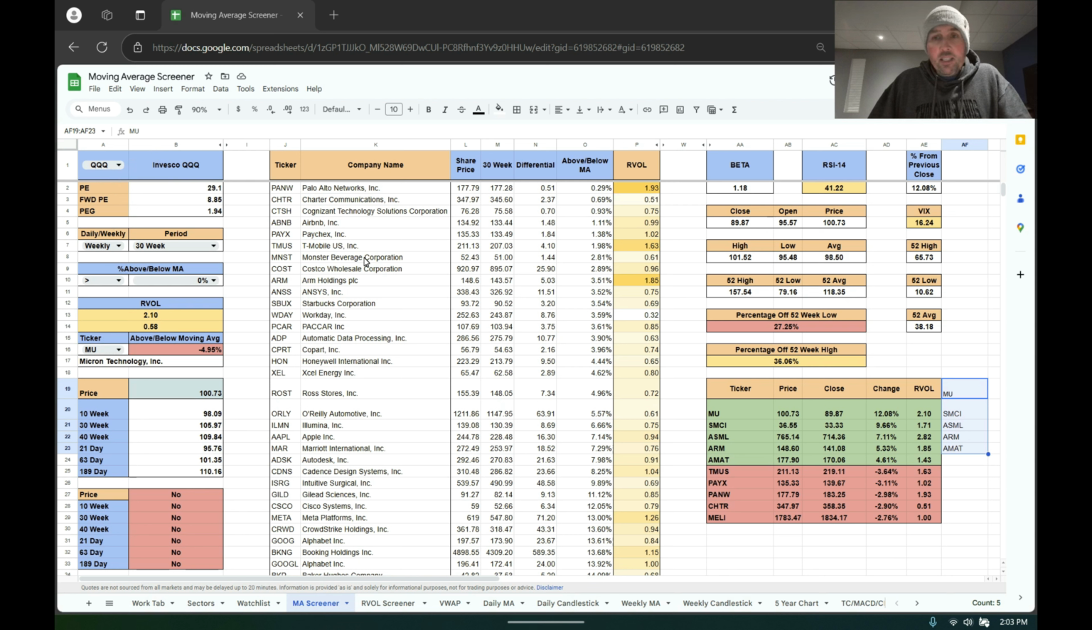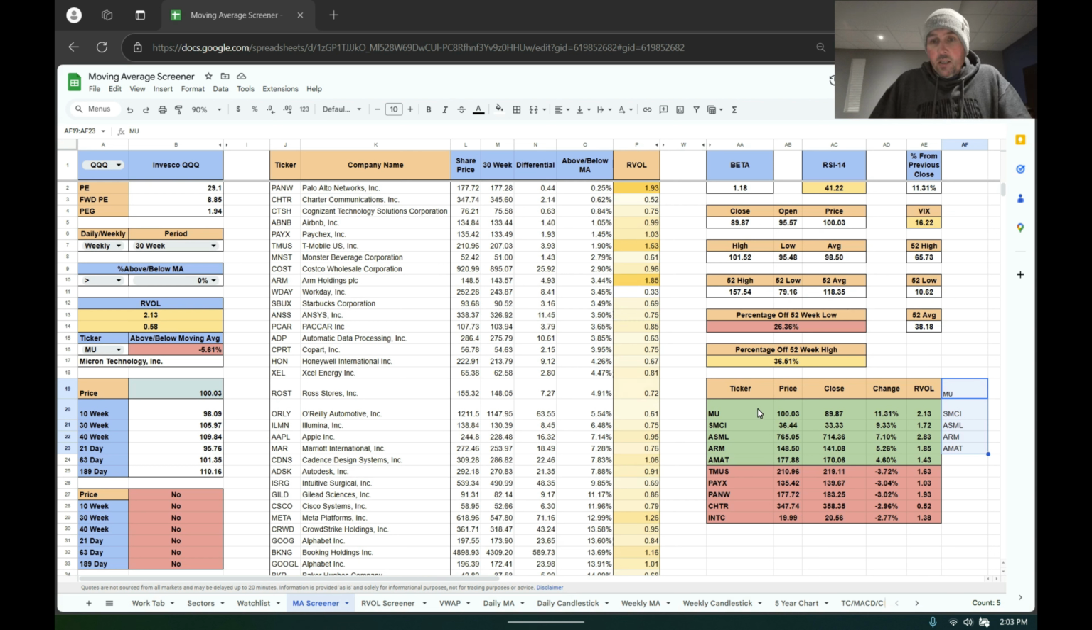We have beta for the ticker selected, the RSI 14, and the percentage from the previous close. All this data right here is for the VIX. This is the percentage off the 52-week low and the percentage off the 52-week high for the ticker we have selected, which is Micron. And then I have the close, open price, and then the high, low, and the average of that, and then the high, low, and average of the 52-week.